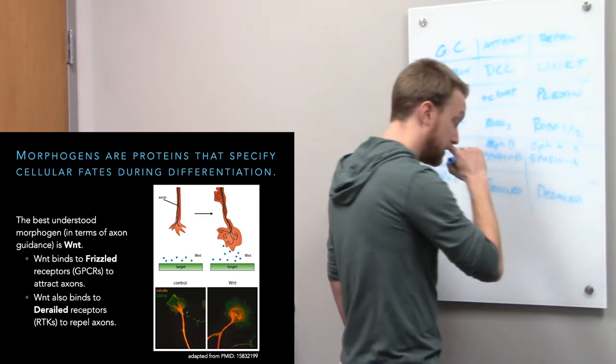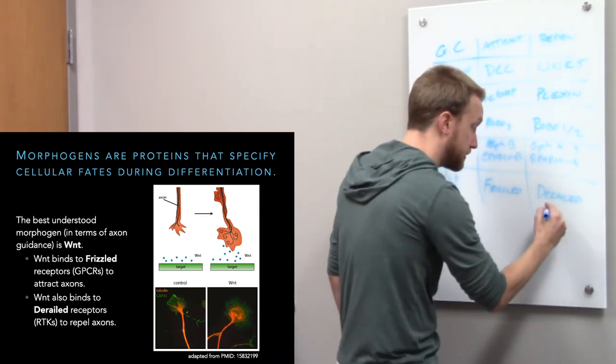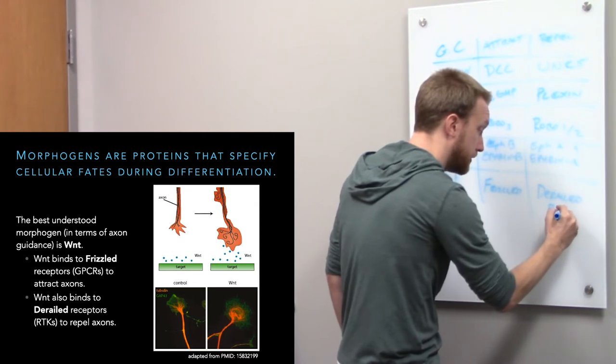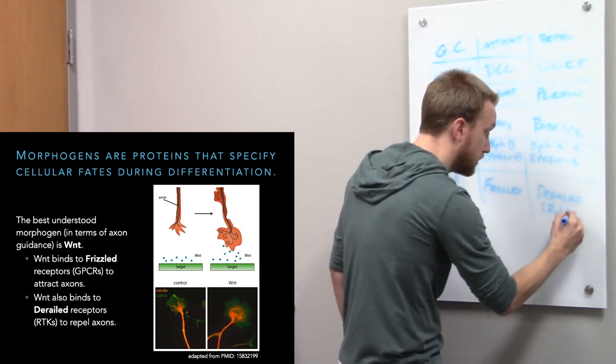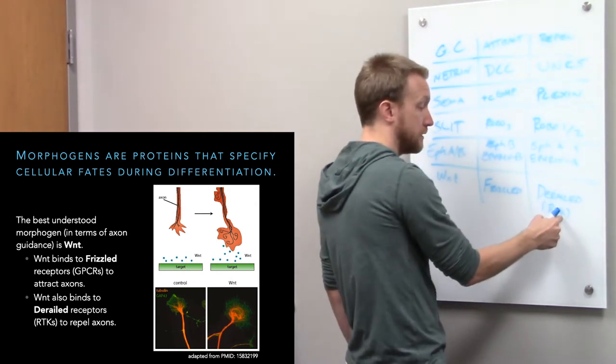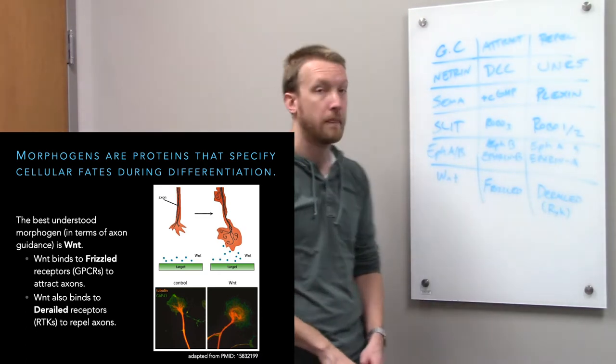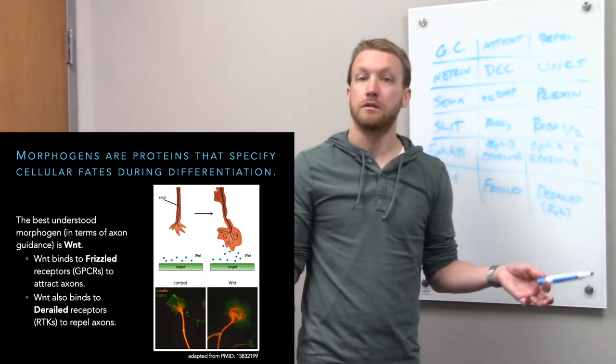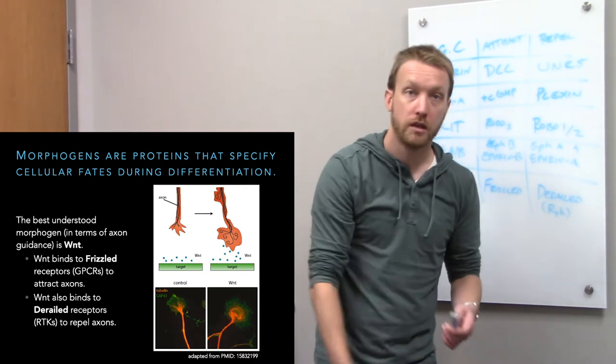Frizzled is a G protein coupled receptor. Derailed is a receptor tyrosine kinase, so sometimes you'll see it called RYK. That's just receptor tyrosine kinase, RYK. Depending on which receptor you have, you're going to respond to Wnt differently.